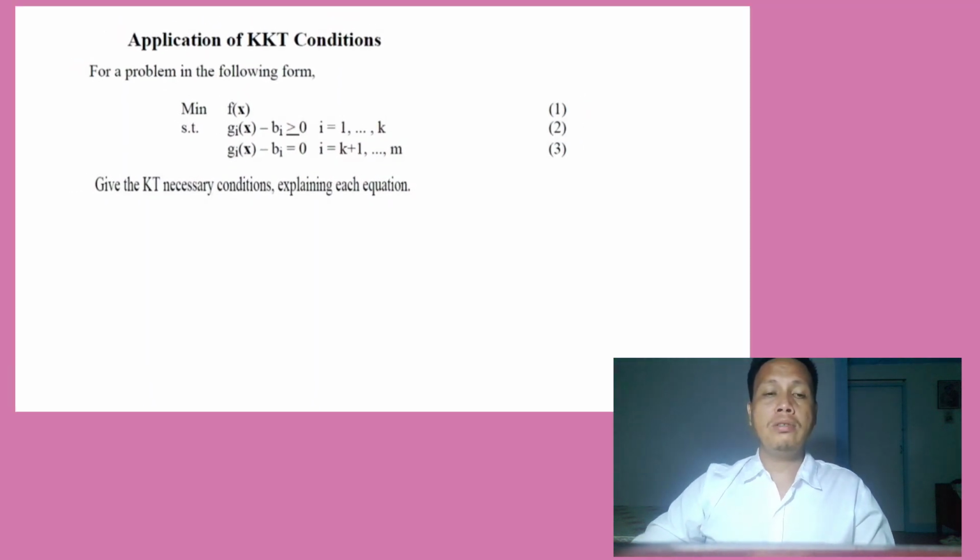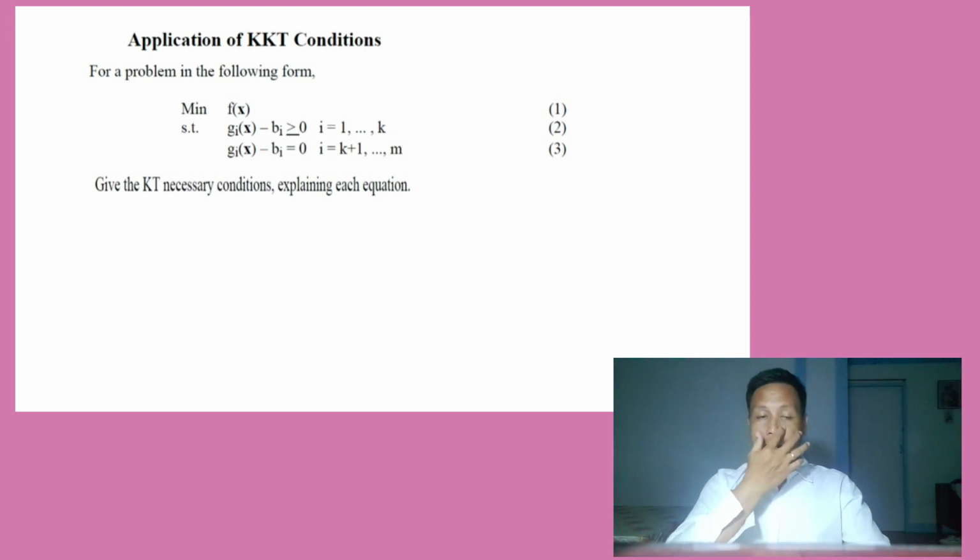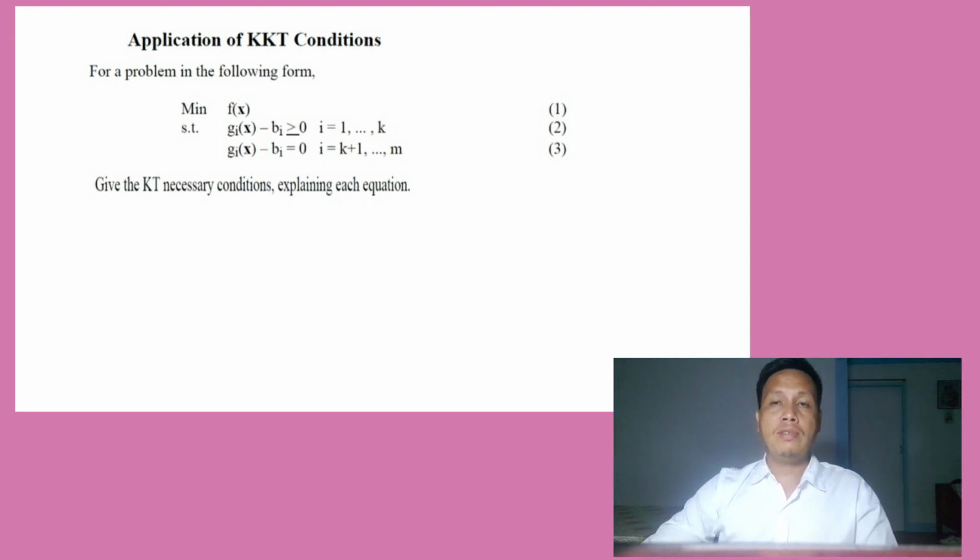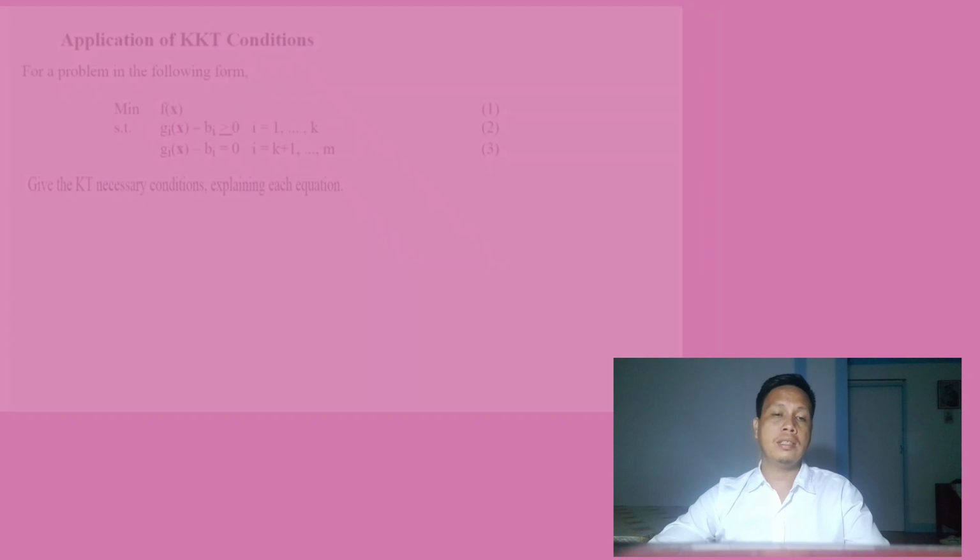So we'll now proceed to the application of KKT conditions. For a problem in the following form: minimize a function of x subject to g_i(x) minus b_i greater than or equal to 0, i equal to 1 up to k, and g_i(x) minus b_i equal to 0, i equal to k plus 1 up to m. So give the Kuhn-Tucker necessary conditions.